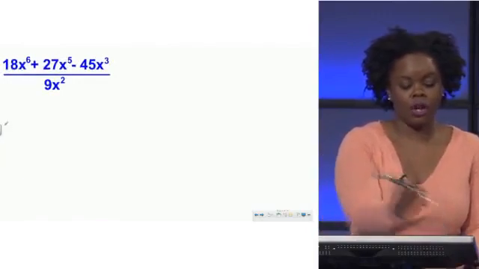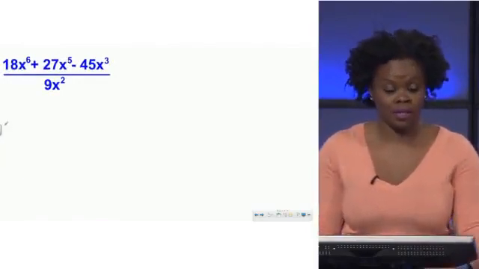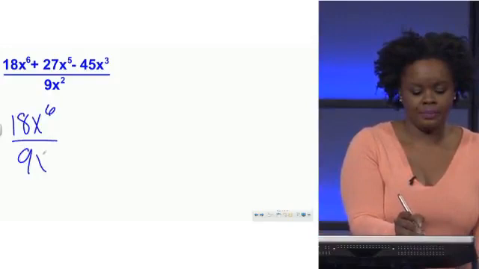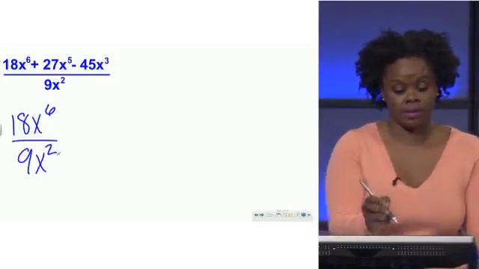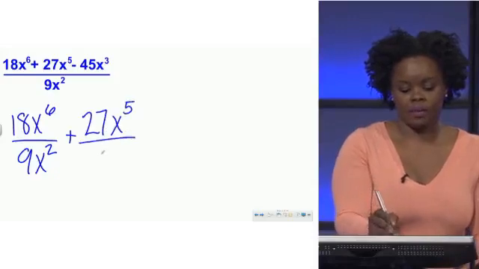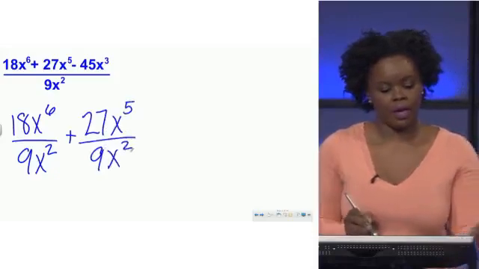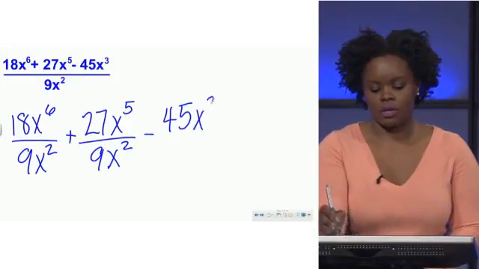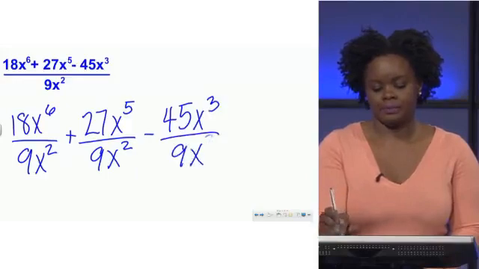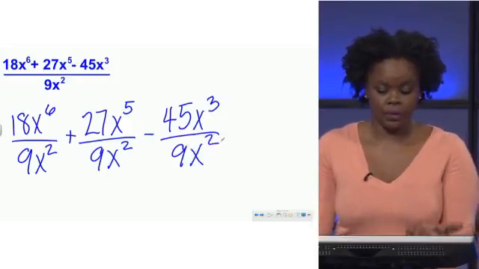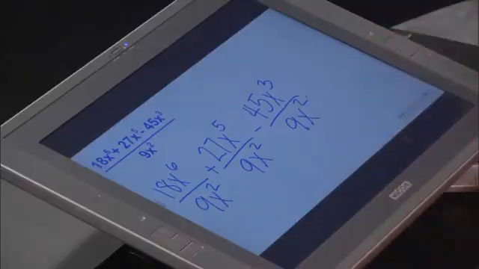Okay, so I'm going to chunk this problem up so it's easier for me to process. So I'm going to write it as 18x to the 6th divided by 9x squared. Okay, then I have plus 27x to the 5th divided by 9x squared. Okay, then I have minus 45x to the 3rd divided by 9x squared. Okay, so I've got that all broken up. Now I'm just going to handle each piece separately and get through this problem.